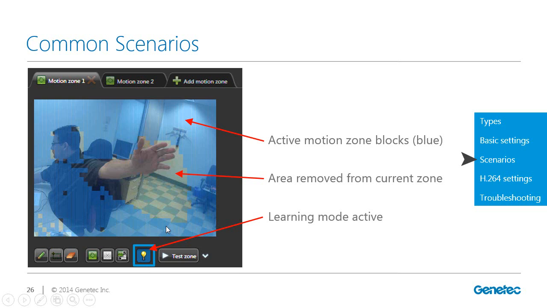So before clicking on the icon, we should set up the zone with the blocks that we want to be active, or fill in the whole zone like we did in this situation. And basically to run a test here, I just selected all, put it in learning mode, and waved my arm, and you can see that it removed the area of motion from the zone here.